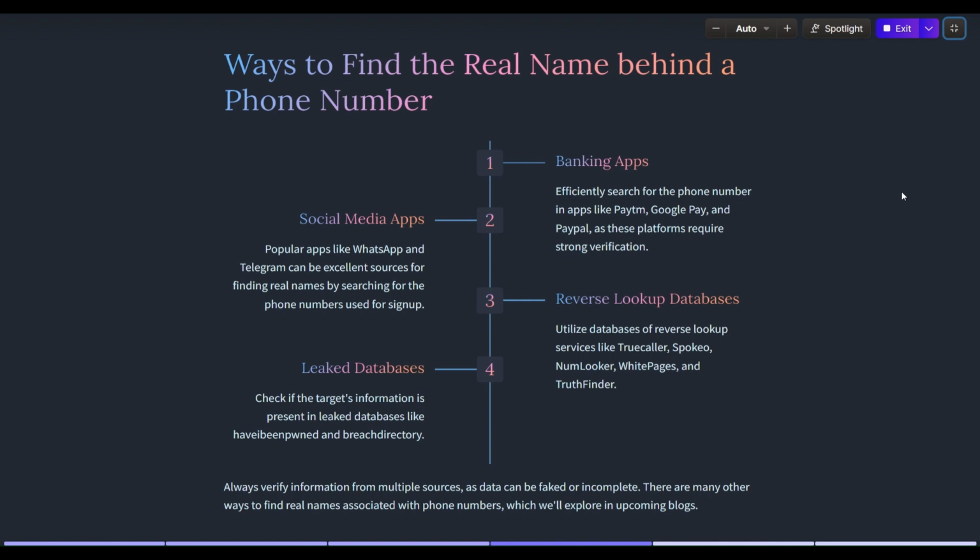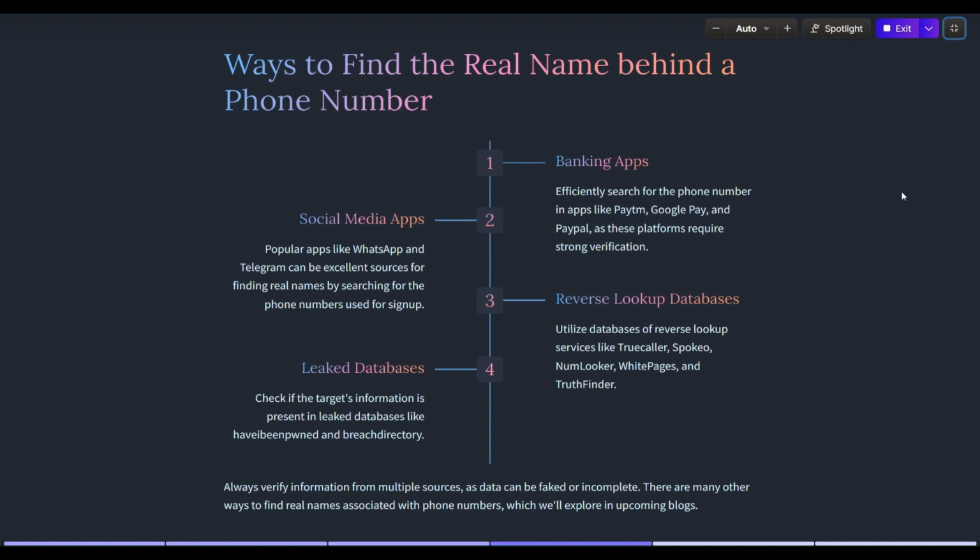So from there also sometimes we get his real name. Similarly, the third one is reverse lookup databases. Here we basically go to some websites which have their own databases where we search for the phone number, and check if their database has any kind of detail attached to that particular phone number. Like mainly websites like Truecaller, Spokeo, White Pages, and Truthfinder.